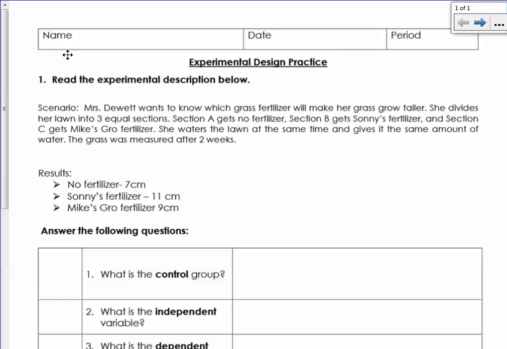So which one is the control group? So remember that the control group is what you compare everything else to. So it's kind of your plain one, the one that you don't do anything to. So our control group is going to be our no fertilizer.